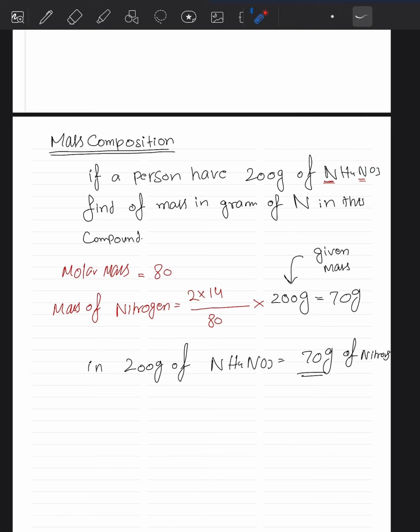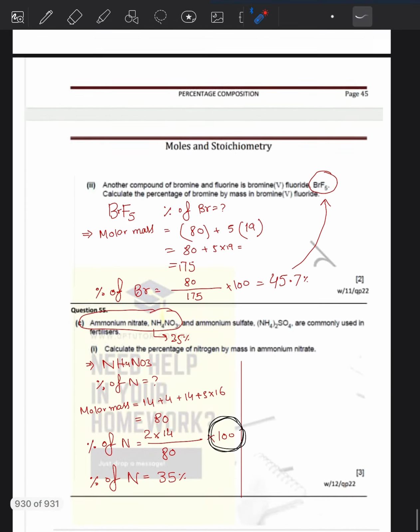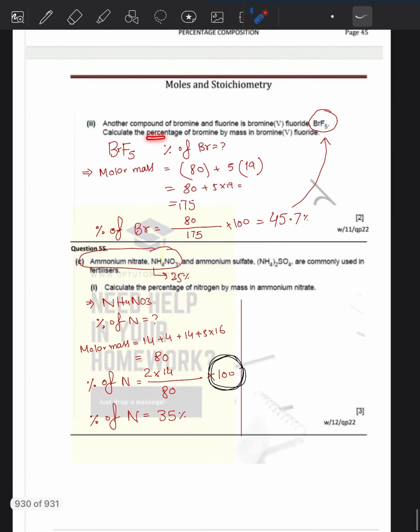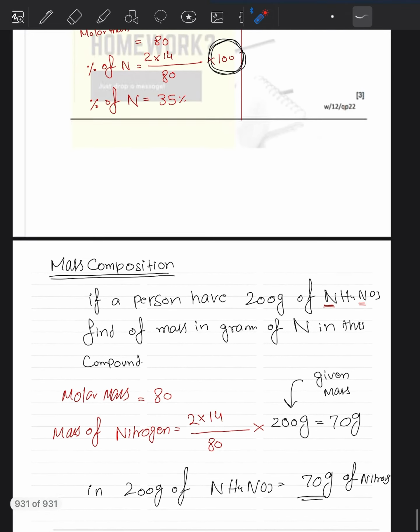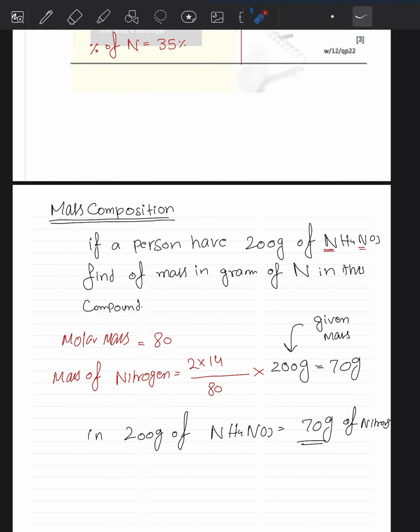In the exam they will give you the mass of a compound, and then they will ask you to find out the mass of an atom in that compound. This is the point where you will use the mass composition. And if they ask you to find the percentage composition, or percentage by mass, you just use the percentage composition. The only difference between mass composition and percentage composition is that in percentage composition we multiply it with 100, and in mass composition we multiply it with the given mass.